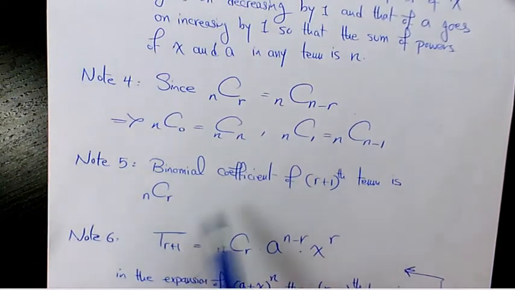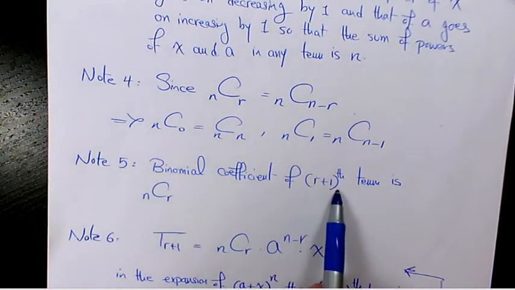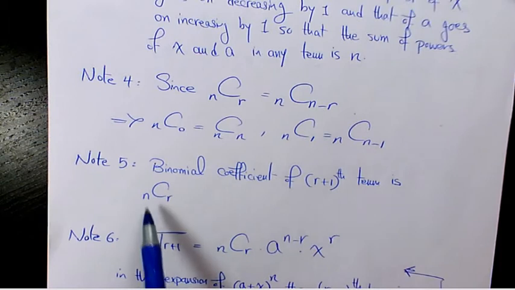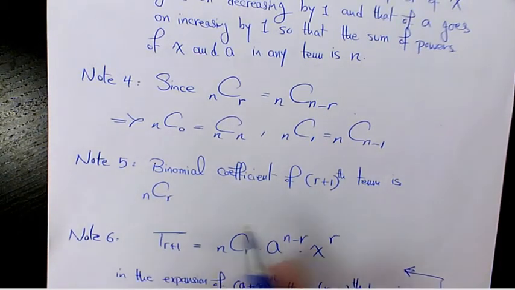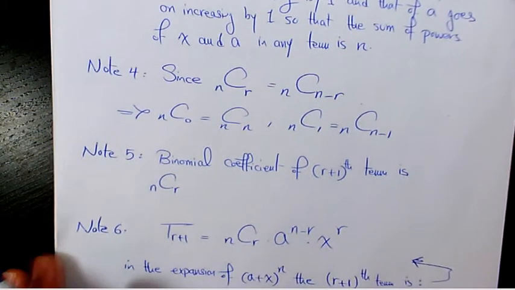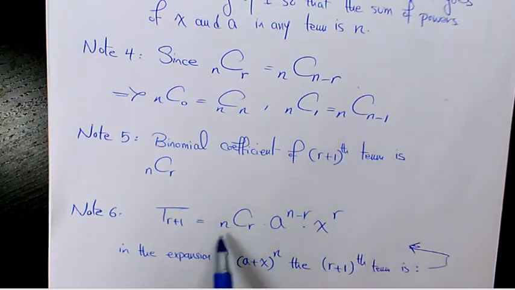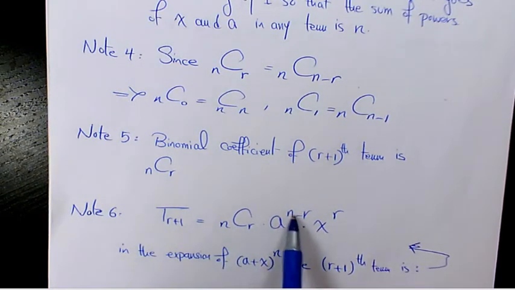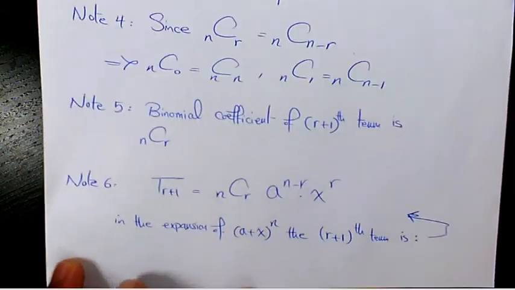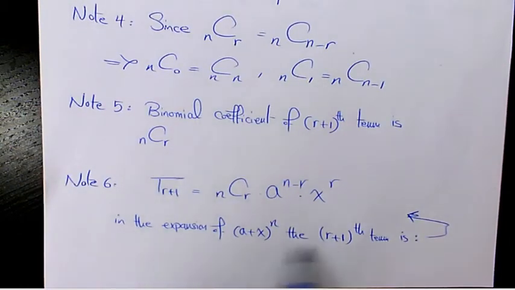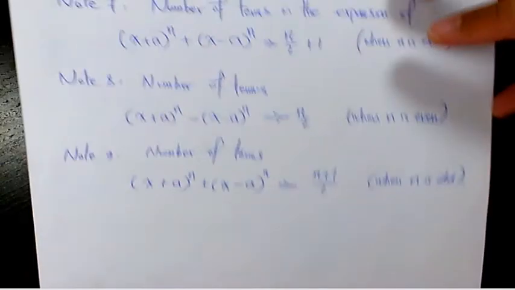Note 5. The binomial coefficient of the (r plus 1)th term is nCr. That's very important. We're going to have some examples later on in future. T of r plus 1, it means that the (r plus 1)th term is nCr times a to the power of n minus r times x to the power of r in the expansion of a plus x to the power of n. These three notes are important.